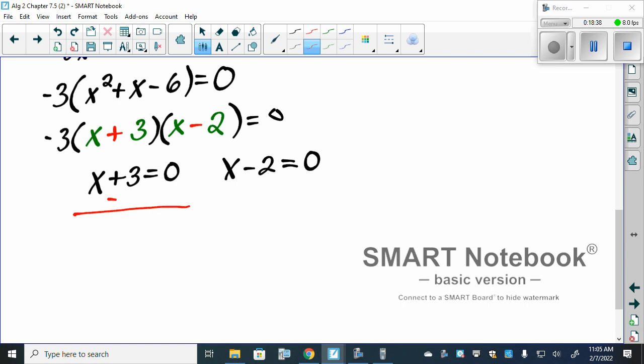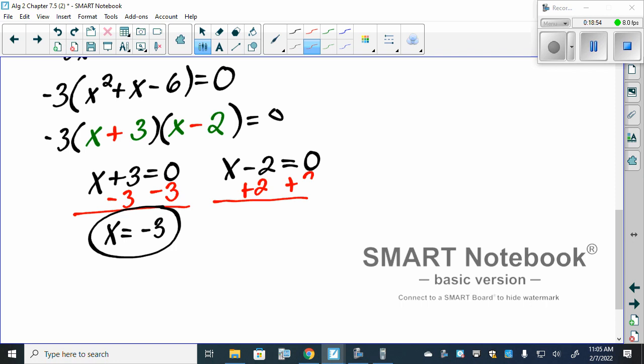So the first one here, we can subtract 3 from both sides. So x is equal to negative 3. On the other one, we would add 2 to both sides, telling us x is equal to 2.